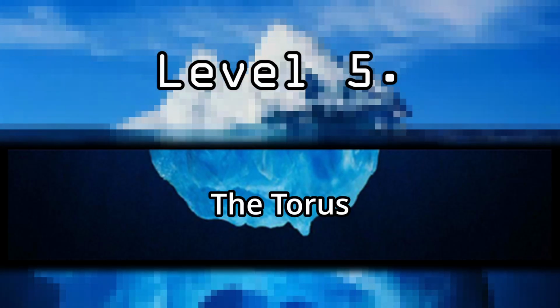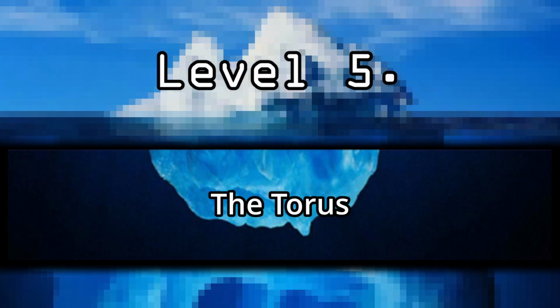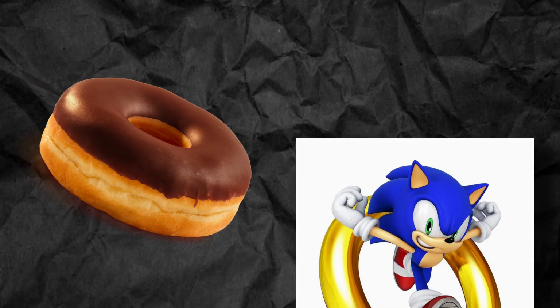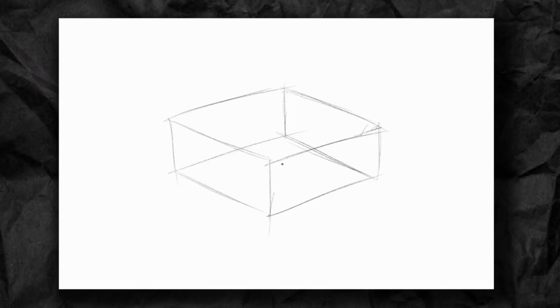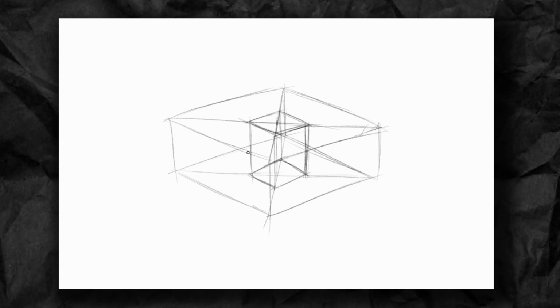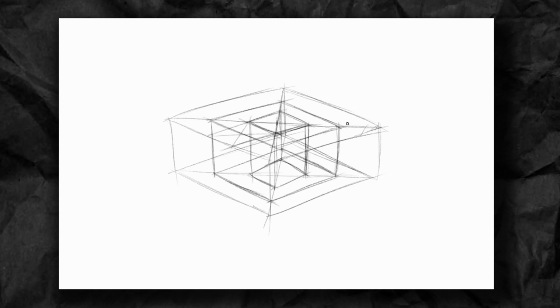A torus is pretty much a cylinder wrapped around a circle, just like a donut or a ring. The way I draw it is I start with a cuboid, then I draw a smaller one inside of it, and then a third one in between them.